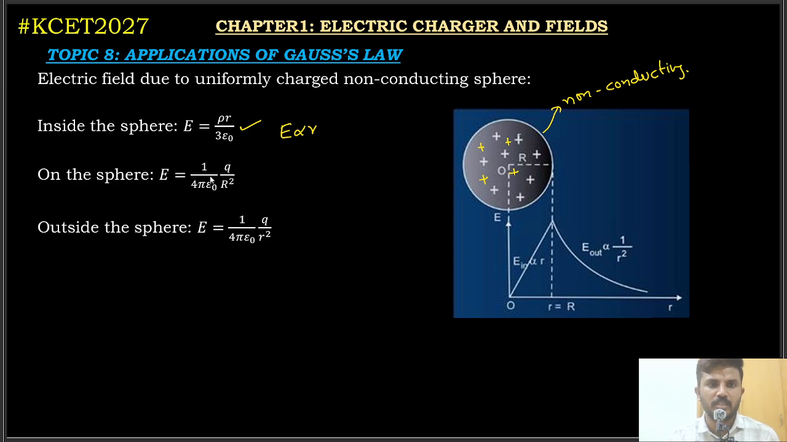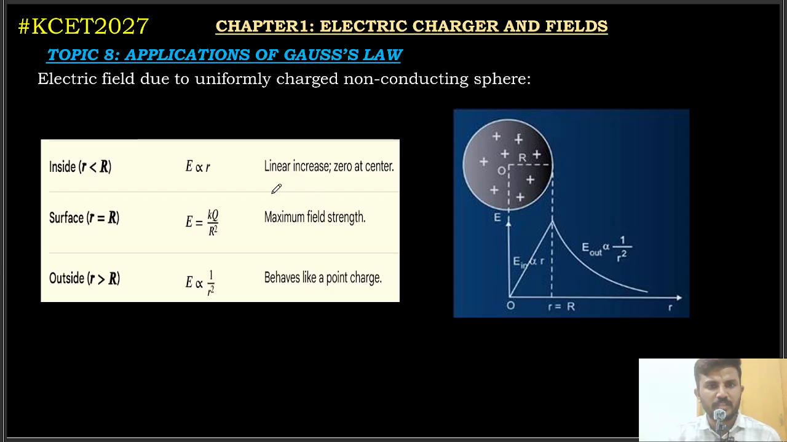And on the sphere, E is given by 1 by 4 pi epsilon naught, q by R square. And outside the sphere, you just have to replace capital R by small r, so it is inversely proportional to r square. So the maximum electric field you can see on the surface again. So we'll get a linear graph inside, the maximum on the surface, and outside it is inversely proportional to r square. Clear?